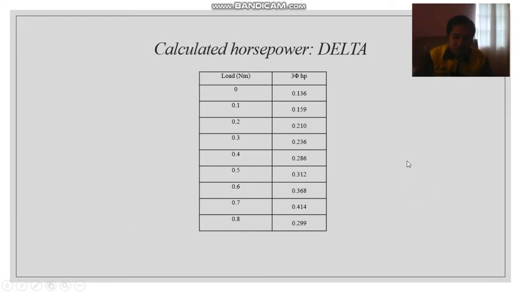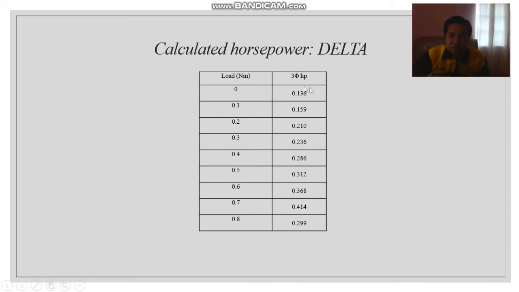So let's move on to our horsepower. Here we have our load from 0 to 0.8 Newton meter, and this is our horsepower. How we calculated the horsepower is from our previous table, which is from table 5.4. We take the 3-phase power and divide it by 746, because 1 horsepower is equivalent to 746 watt. So this is what we get from the calculation.